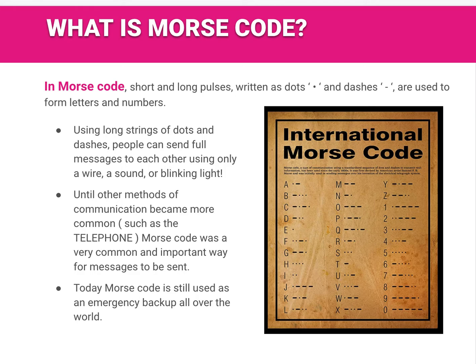Until other methods of communication became more common, and thank goodness we have cell phones and telephones and computers now, Morse code was a very common and important way for messages to be sent. Today, Morse code is still used as an emergency backup all over the world. Here you can see an example of the Morse code alphabet. The letter A is a dot followed by a dash, and each letter and number that we commonly use has its own sequence of dots and dashes.